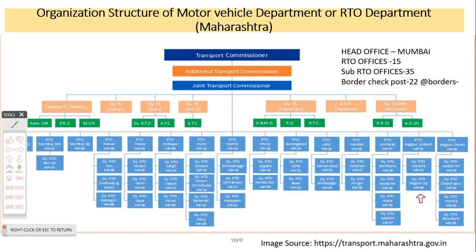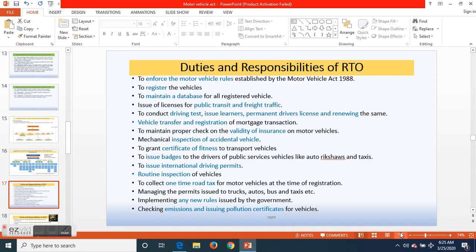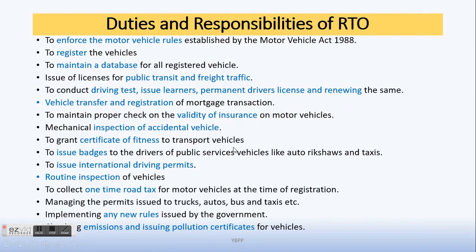At the sub RTO office, the deputy RTO is the head, and below that are the assistant motor vehicle inspector and motor vehicle inspector. These personnel are there, and recruitment of AMVI, motor vehicle inspector, and deputy RTO is carried out by the MPSC, Maharashtra Public Service Commission. So the organization structure is very important. You study it properly, practice it.